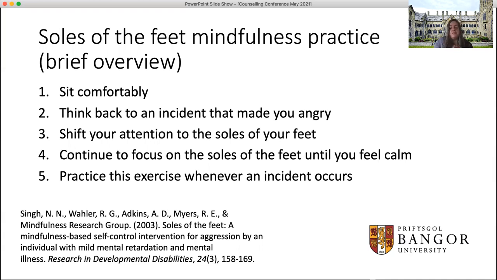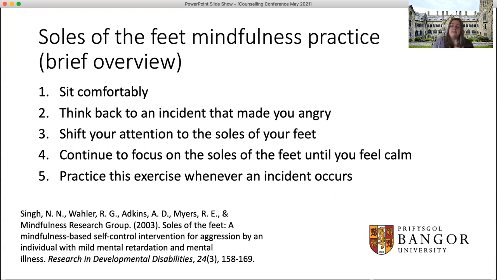Now you'll see the reference on this slide, and Singh and colleagues have written a lot about this particular mindfulness practice, and the reference on this slide actually describes it in detail. Okay, so I'm giving you a brief overview here, and if I was sat with you in person, I'd probably do the practice with you so you could get a feel for it. However, as this is pre-recorded, I will just give you a brief overview.